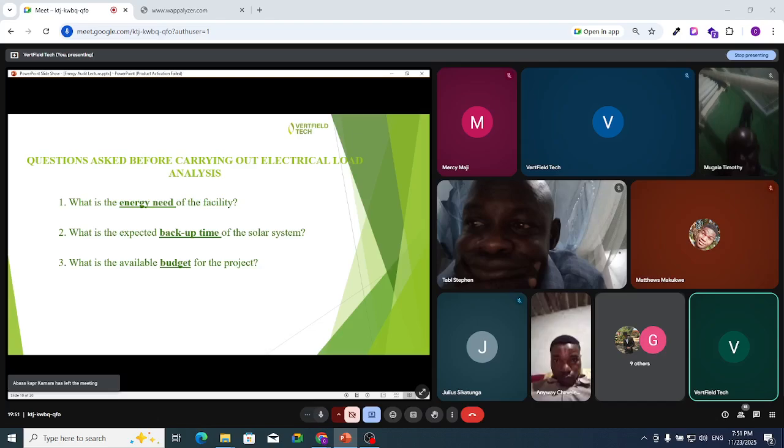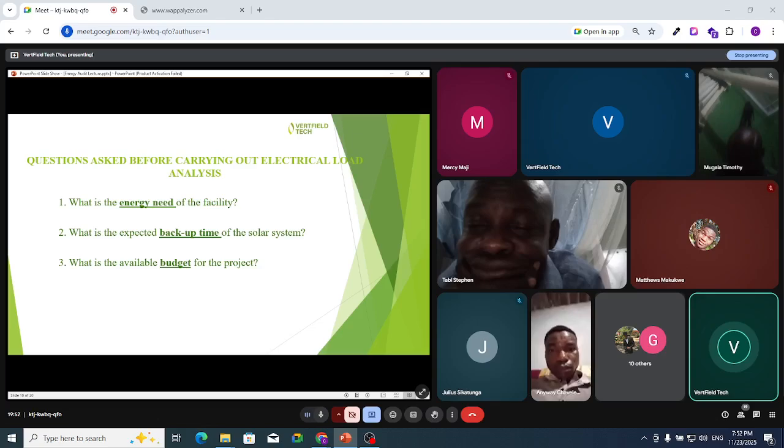So Mr. Steven can then tell us he wants his backup to be 4 hours, 5 hours, 12 hours, or even 24 hours. We will just smile. Why are we smiling when he says 24 hours? Because we know the higher his backup time, the higher the cost of installing that system. That is very simple. Okay, that is very, very simple. So we would get information of the energy need. We will also get information of the backup time.